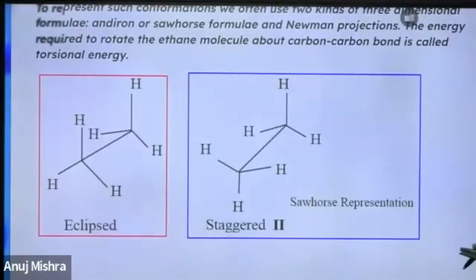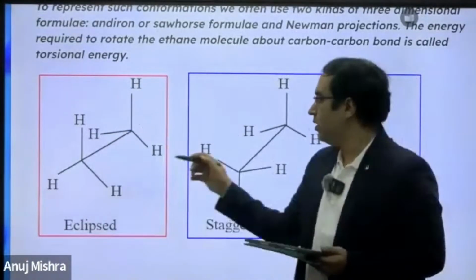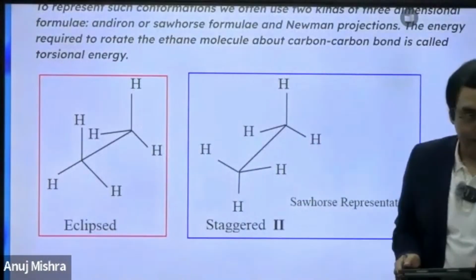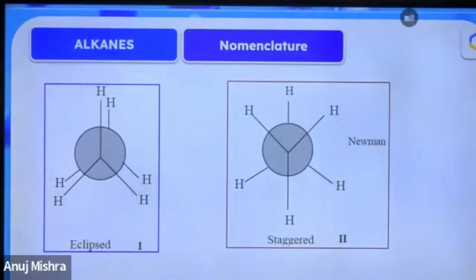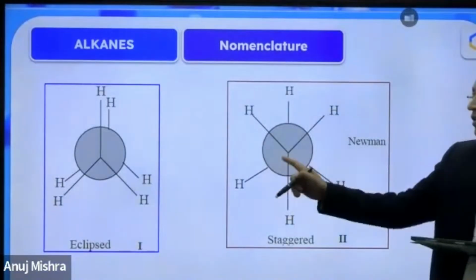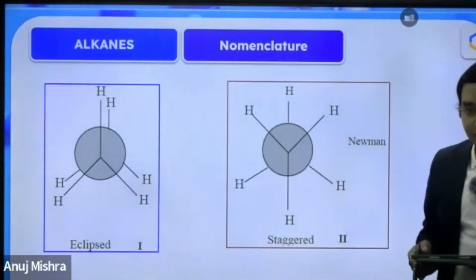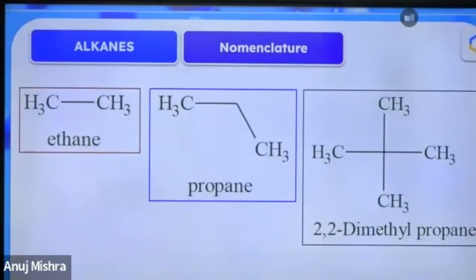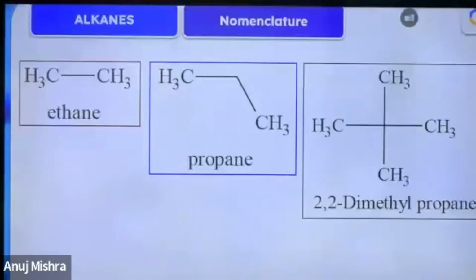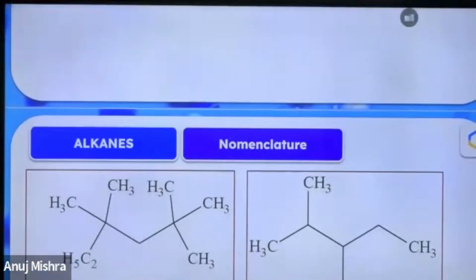So see once again, this is eclipsed and this is staggered. In Newman projection, you can see this is eclipsed, this is staggered. Make sense? Now these are some names for alkanes, which is very simple for you. I don't see you need to write down something. But try to solve for these two.